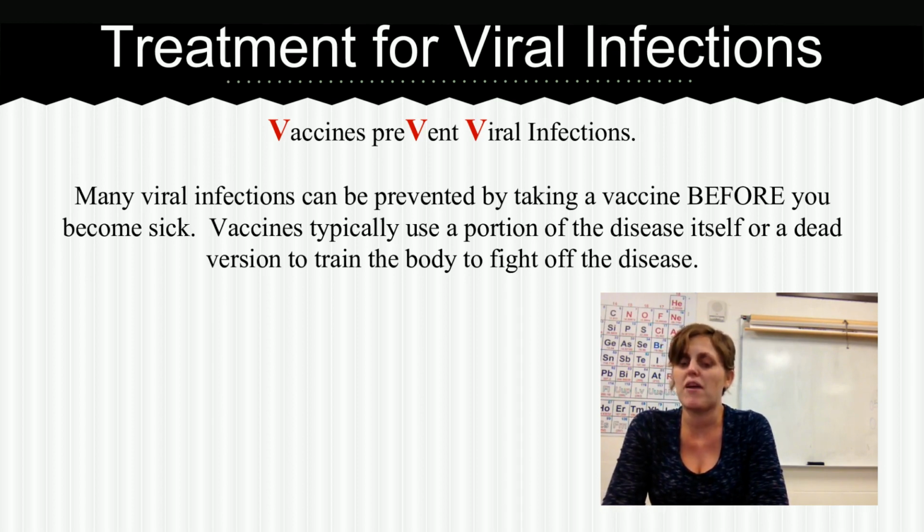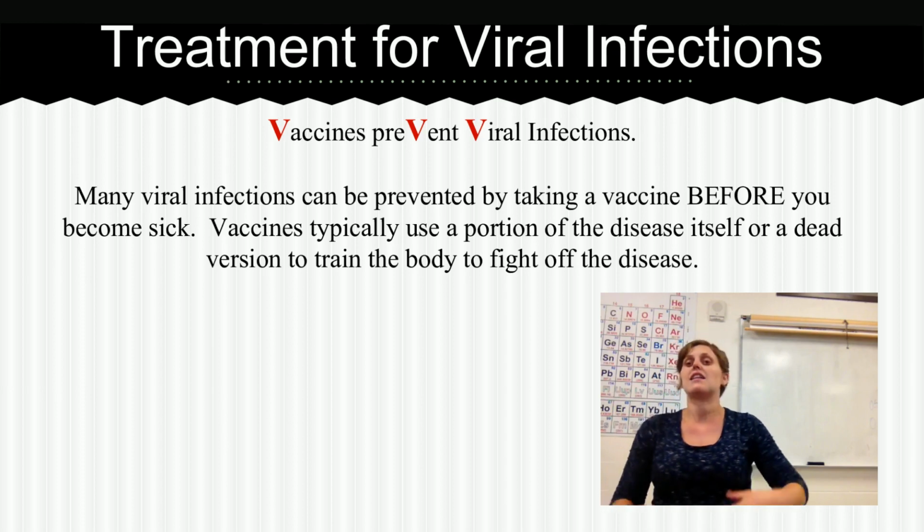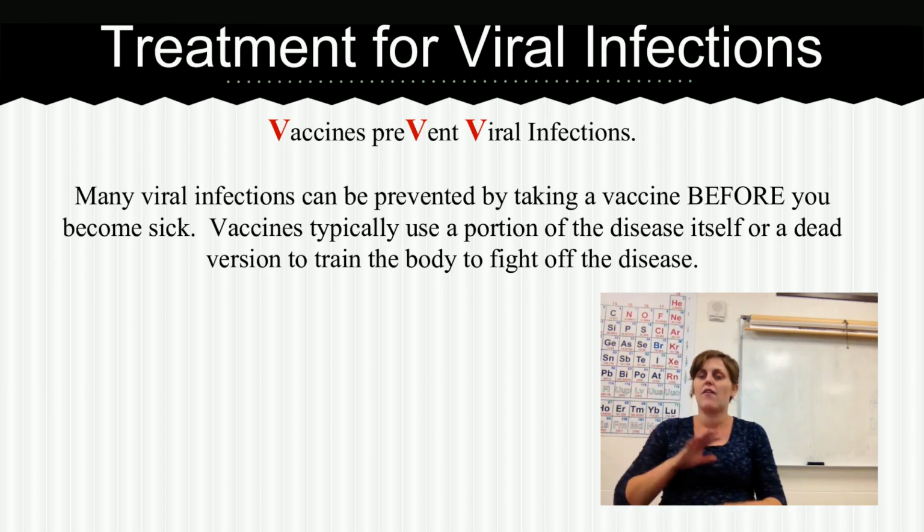Typically, a vaccine is made by taking either a dead portion or a small portion of the actual virus itself and training your body to fight it off, which is really cool. It's like a practice round.